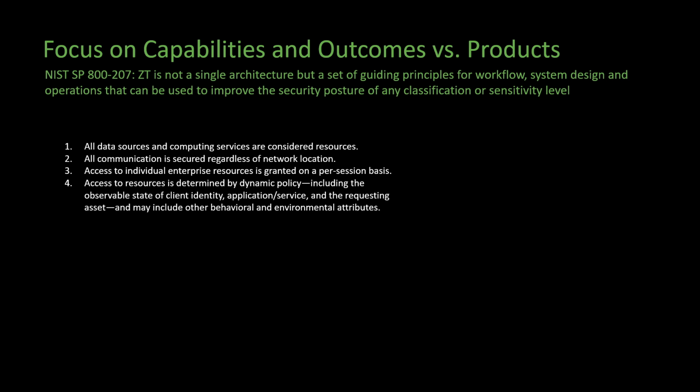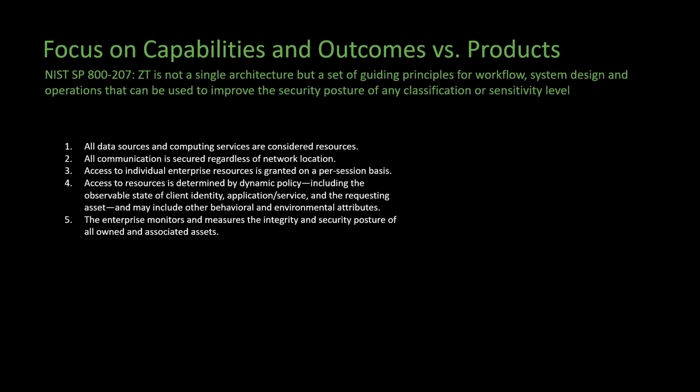Access to resources is determined by dynamic policy, including observable state of client identity, application, service and the requesting asset, and may include other behavioral or environmental attributes. Okay, well, I can tell you in a lot of environments we're not doing that. We're not dynamically building policy based on identity, the application or service that you're connecting to, and the behavioral attributes or environmental attributes that might be happening at the time. That's something we certainly need to improve on.